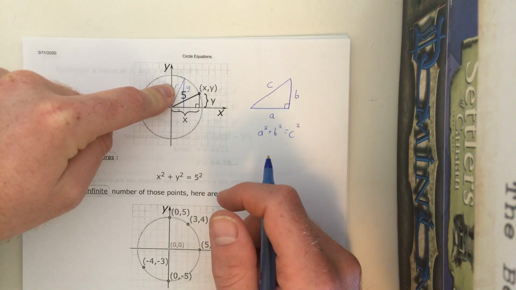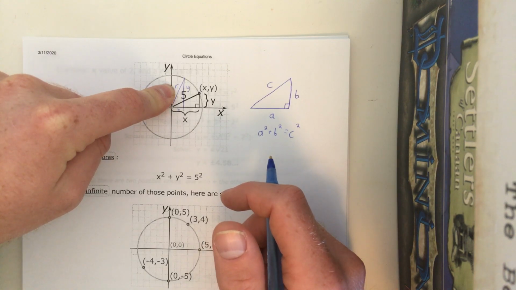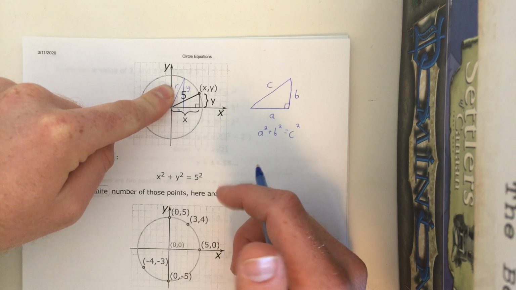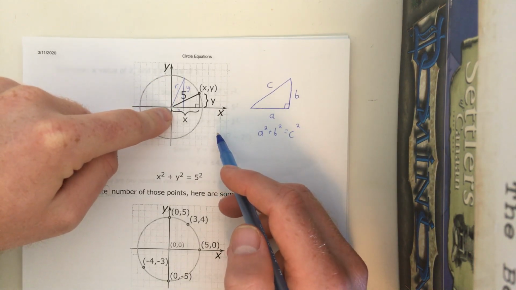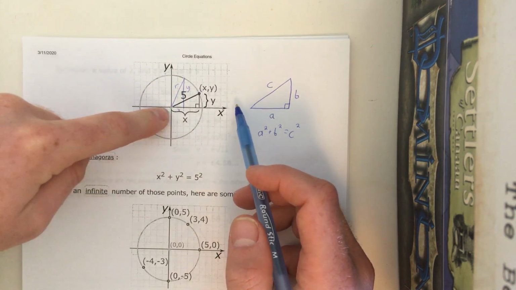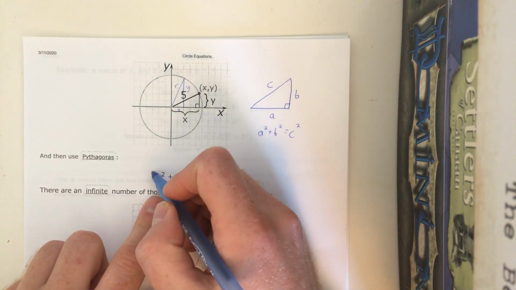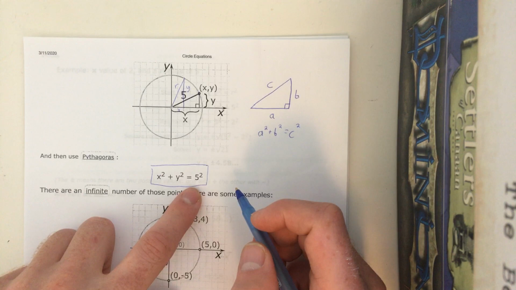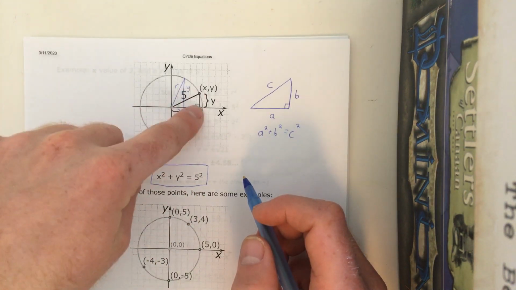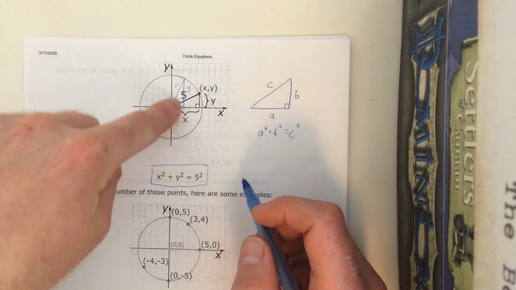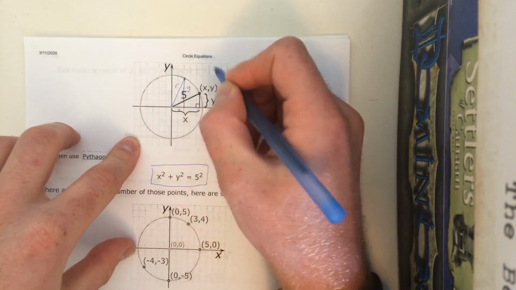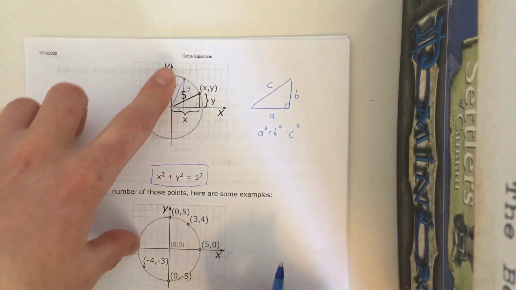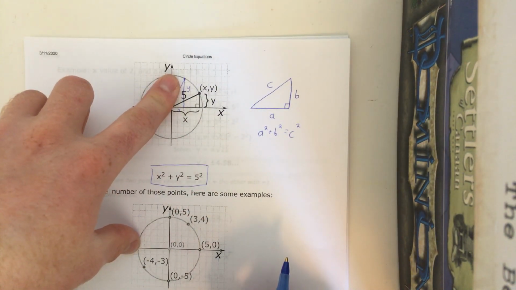This might take a moment to sink in, and I encourage you to wait a moment and pause the video and rewatch it if you need to, because this is an important point in this lesson. How we can get to this form of the equation, x squared plus y squared is equal to 5 squared, from the Pythagorean theorem, by breaking up all these points over here into right triangles.